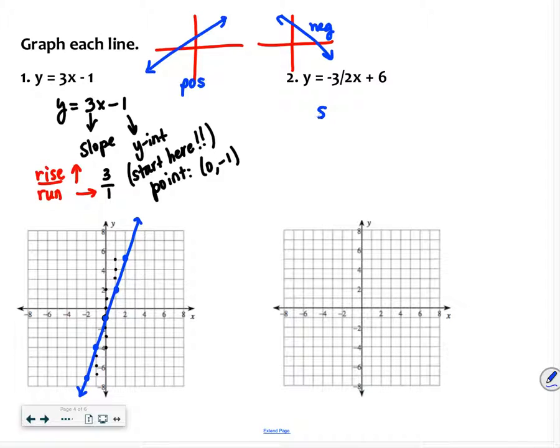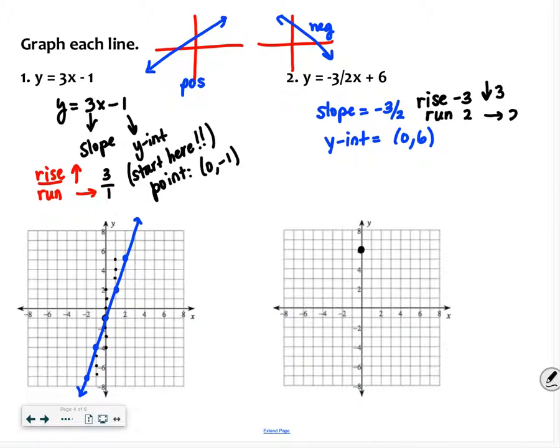So the next one has a slope of -3/2 and a y-intercept of 6. So I'm going to write that as (0, 6). I'm going to start at 6, and this time my rise is -3. What does that mean to have a rise of -3 and a run of 2? It means I'm going to go down 3 and to the right 2.